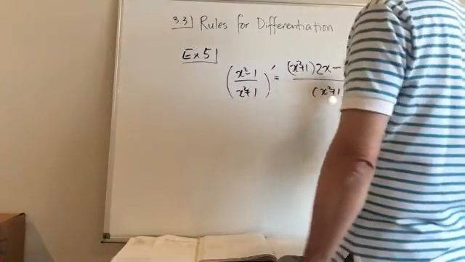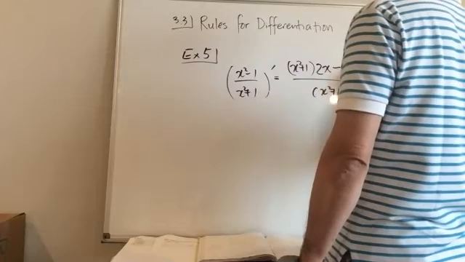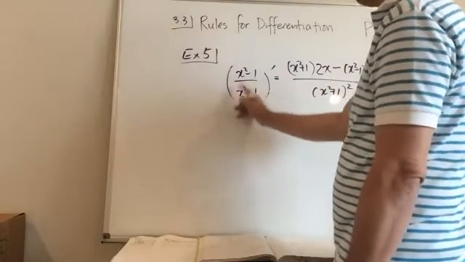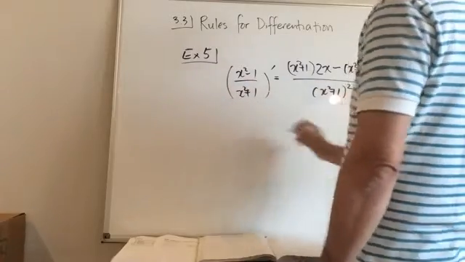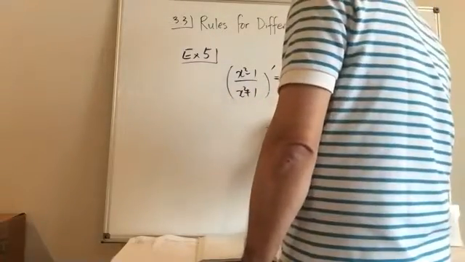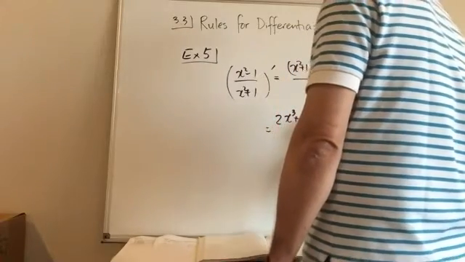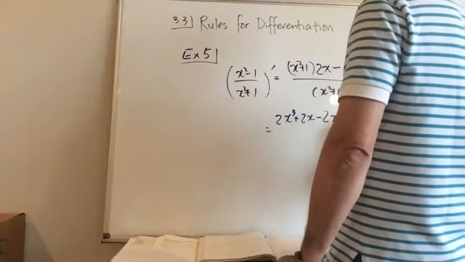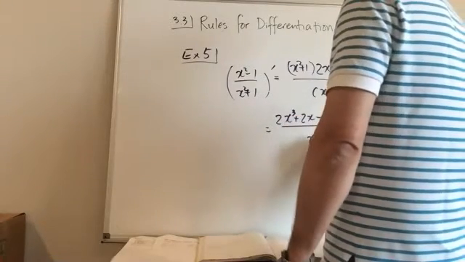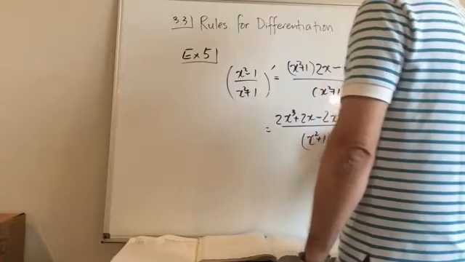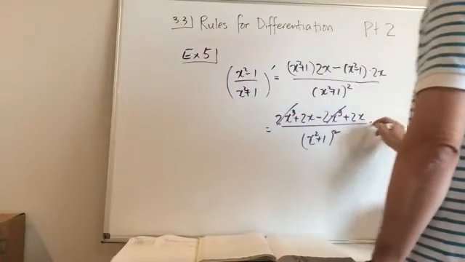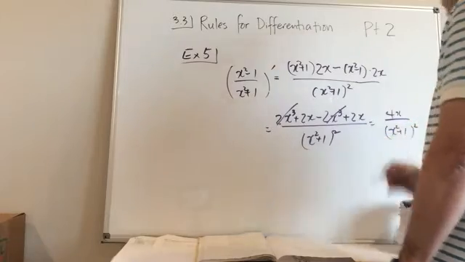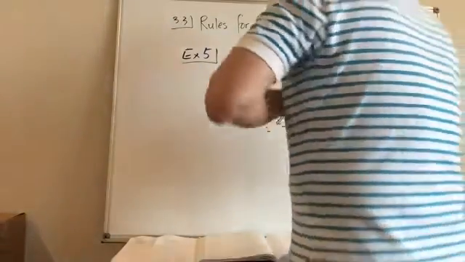Minus high d low. So I'm going to take the derivative of the low, the denominator. So that's going to be 2x. So I do that, I get 2x cubed plus 2x minus 2x cubed plus 2x, over x squared plus 1 squared. This guy goes away. 4x over x squared plus 1 squared. Okay? So that's that.